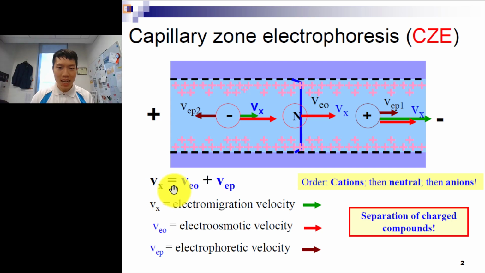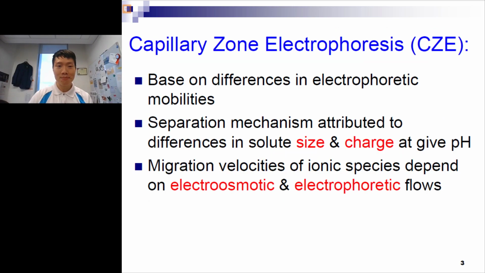So we have something called Vx, the electromigration velocity, and also the electroosmotic velocity and the electrophoretic velocity that you need to take into account. The Vx here is really the sum of VEO and VEP. So what is the order of separation and elution? You can see it's cations, then neutrals, and then anions. The easiest way to optimize this electropherogram is to adjust the pH to change the charges on the analyte ions. Make sense?